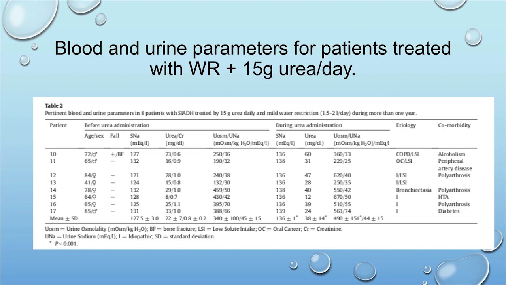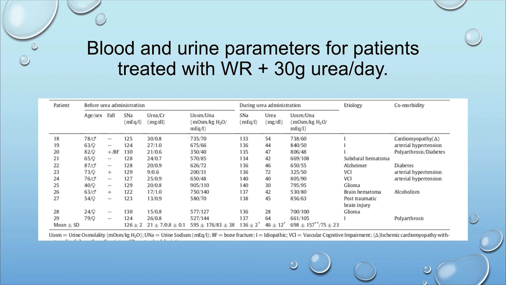correct their serum sodium. And in the following and final table from this study, it shows you the urine osmolality in those patients who needed 30 grams of urea in addition to water restriction. And as you can see, the urine osmolality prior to treatment was between 350 and 905 milliosms. So what they're showing you is that the higher the urine osmolality, the more likely they will not be able to correct with water restriction alone.